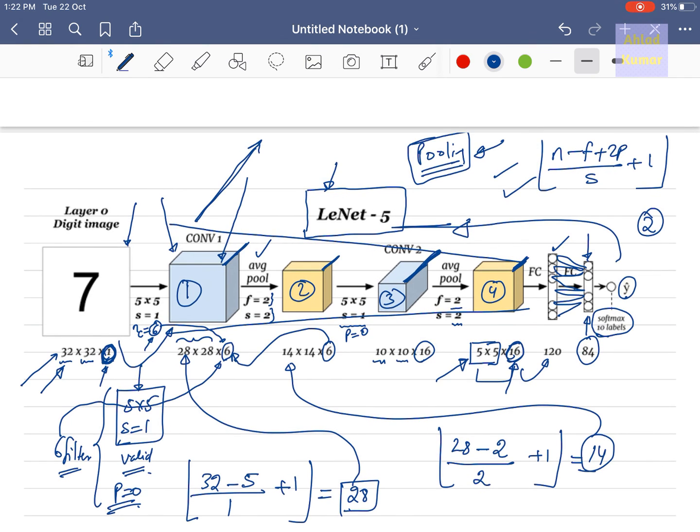In the next lecture, we will understand the backpropagation of convolutional neural networks.